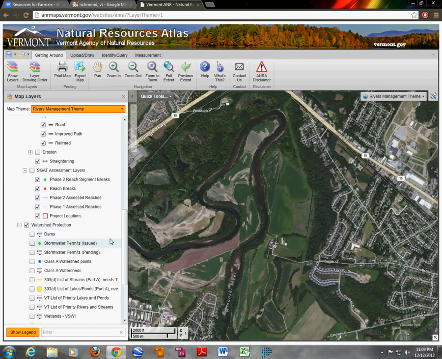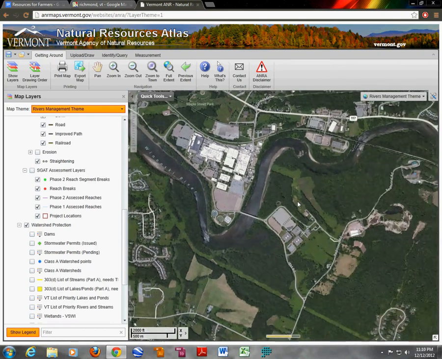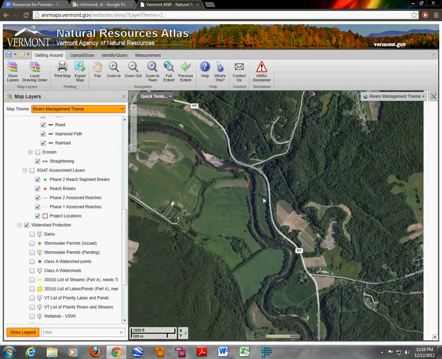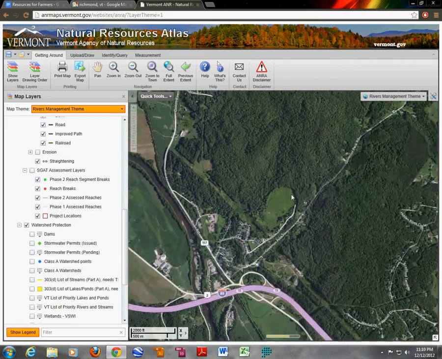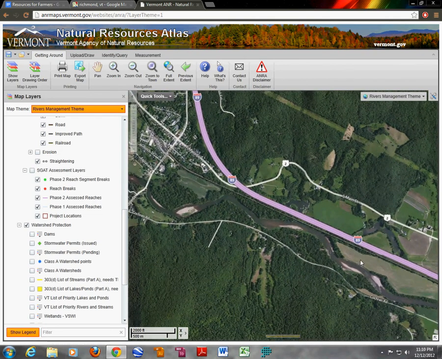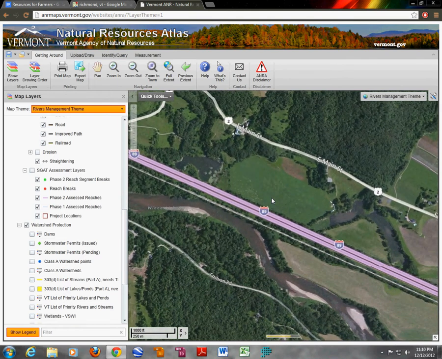So straightening is very important because straightening works hand in hand with power dissipation. If the river is straight, it can't dissipate any of its power. But if it gets to wander and kind of zigzag, then it'll be less violent.